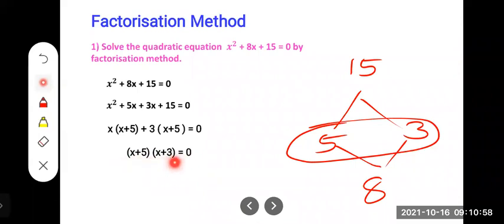Only to reach this much, you have to do very carefully. And after this, we can do it very easily. Okay, x plus 5 into x plus 3 equal to 0. Now what we have to do? Each term we have to equate with 0. So what will we get? x plus 5 equal to 0 or x plus 3 equal to 0. Now we have to find the value of x.